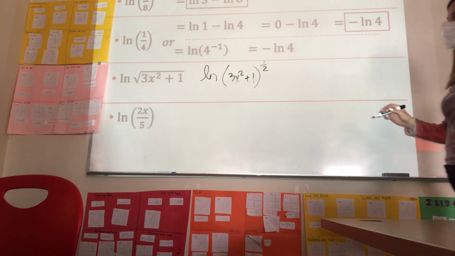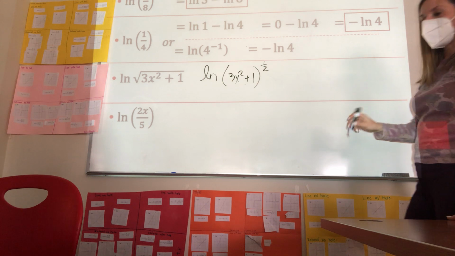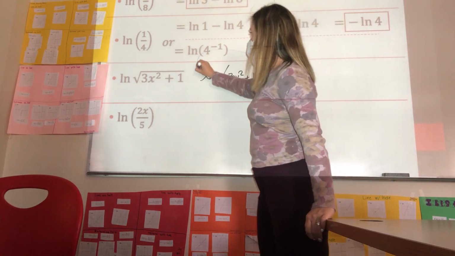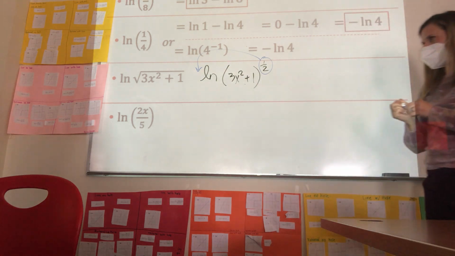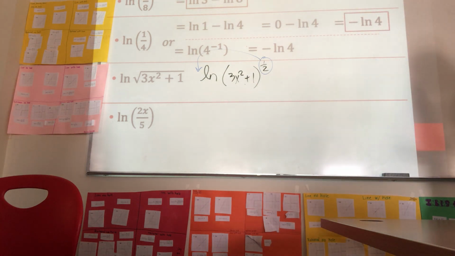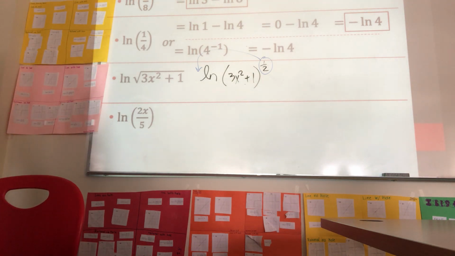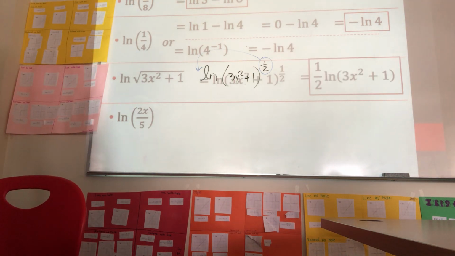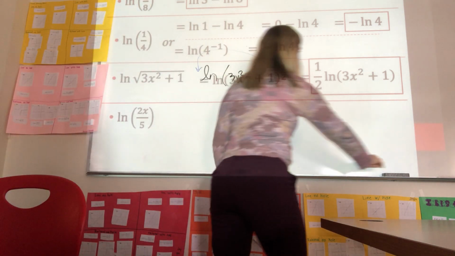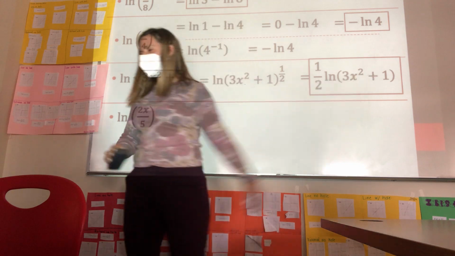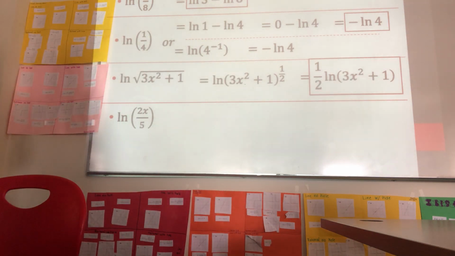Okay, so guys, I'm going to use the power rule and put the half out in front. So then 1/2 ln of x squared plus 1. Yep. And you cannot simplify that further, okay? Because you don't have a product or a quotient as the argument. The argument is what's inside.